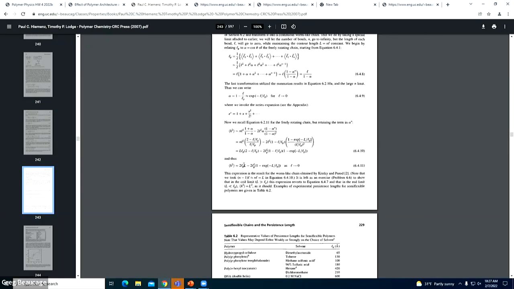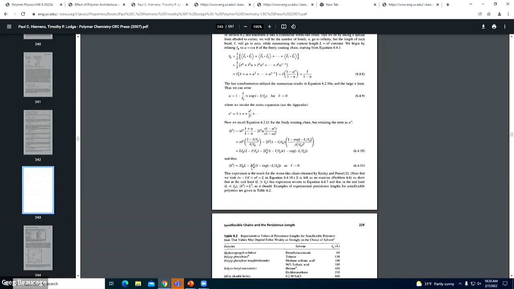Capital L is the contour length, and that's much larger than LP. If you have an infinite chain, this term drops out. Then you just have that term. And this thing also equals L times LK, because it's NK squared, LK squared. That means that 2LP equals LK, because the capital L's cancel. So that's the same argument from in class, but the equation's a little bit different.